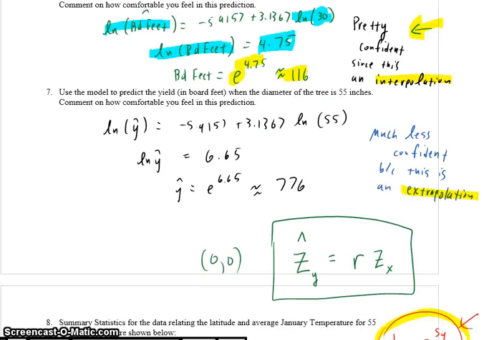All right, number 7. Use the model to predict for 55. So we do the exact same thing. We plug in 55 here. We get 776, but we're much less confident in this because it's an extrapolation. Okay.